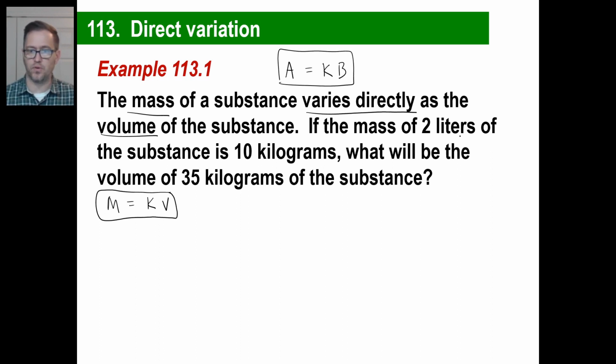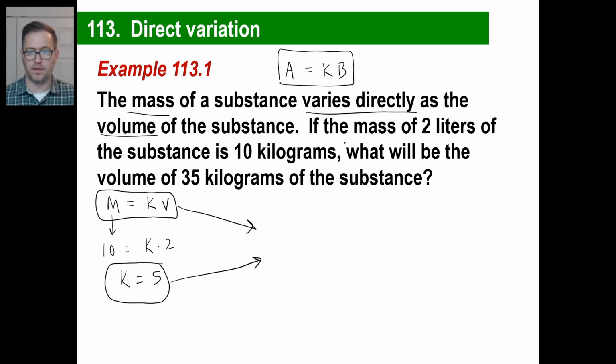If the mass of 2 liters of the substance is 10 kilograms, okay, so the mass is 10 kilograms, now it's 2 liters of the stuff, so it's going to be K times 2. That's the volume. Liters are volume, right? So we found out that K is equal to 5, all right? Now what we're going to do is use both of these equations right here to solve the last part of this, okay? All right, they ask what will be the volume of 35 kilograms of the substance.